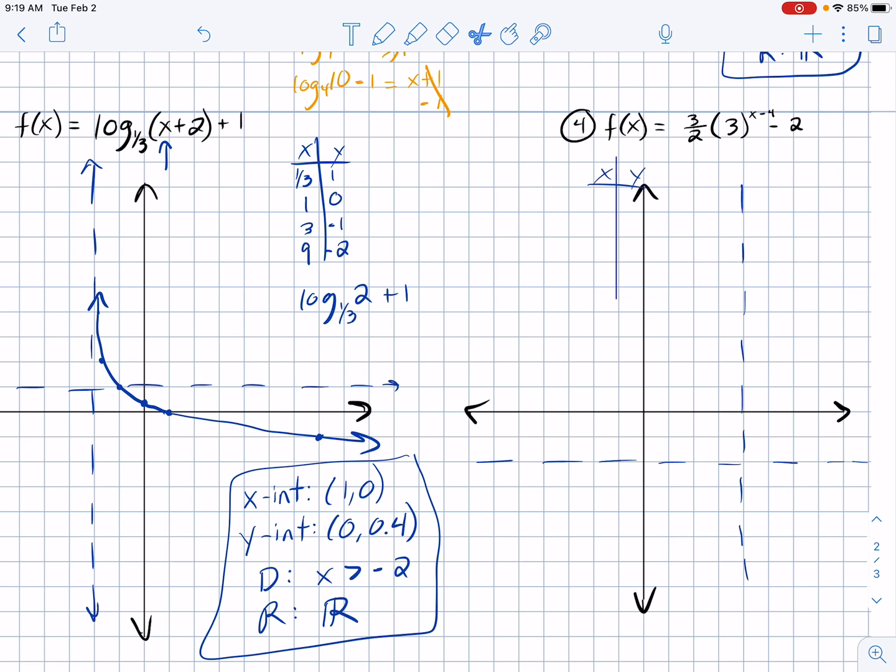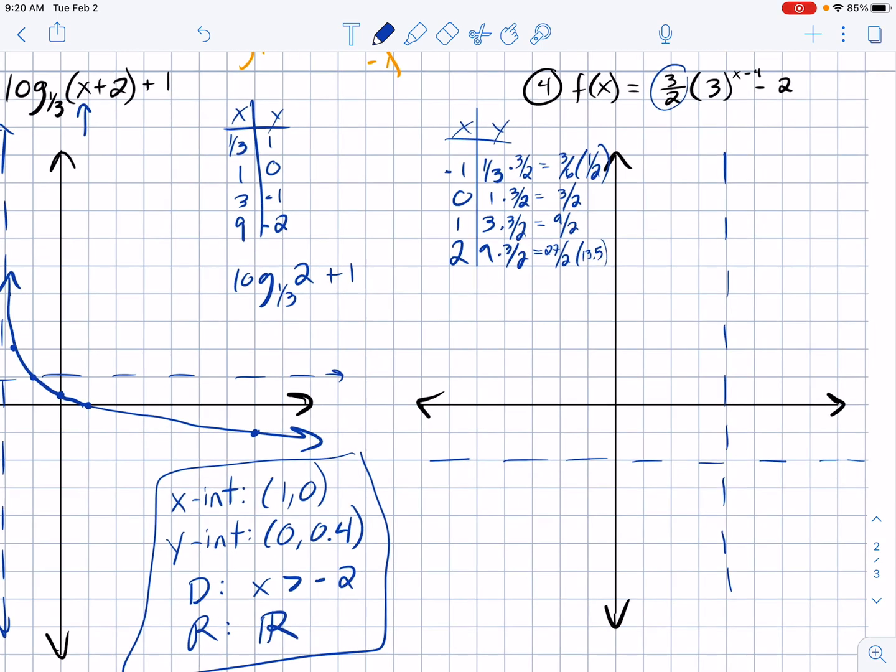Move our table over here. I would just plug in -1, 0, 1, and 2. Gets us 1/3, 1, 3, and 9. And then don't forget you had a vertical stretch by a factor of 3/2. So we need to apply this to all of our y's. We get 3/6, or just a half. We get 3/2, 9/2, and 18/2, or sorry, 27/2, which is what, 13.5?